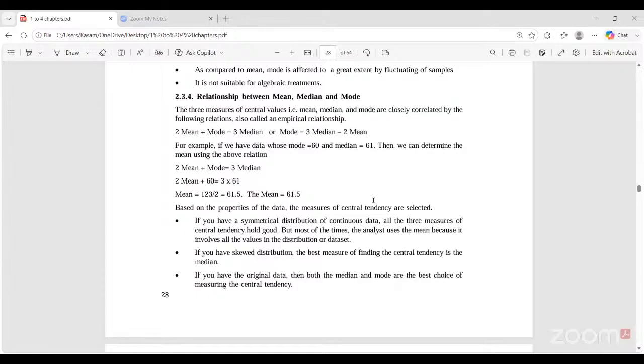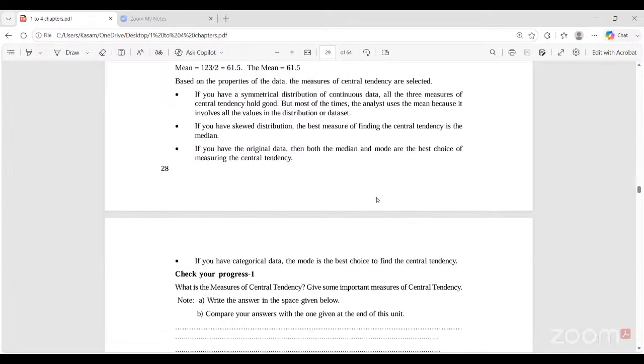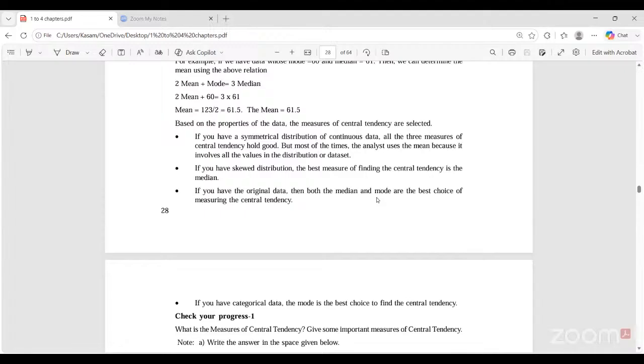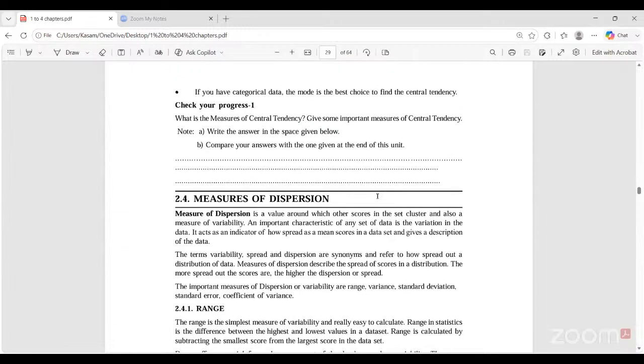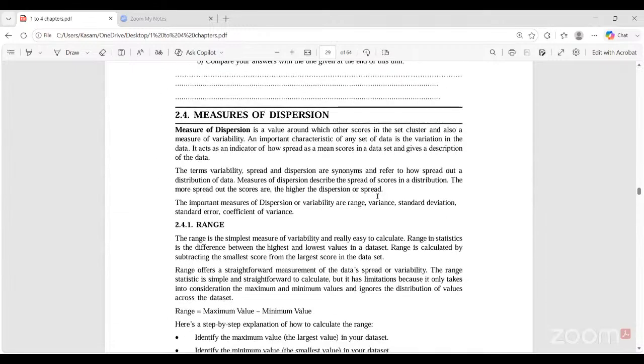Based on the properties of that idea, the measure of central tendency is selected here. For a symmetrical distribution of continuous data, all three measures of central tendency hold good, but most of the time analysts use the mean, because it involves all the values in the distribution. If the original data is broad, the mean is the choice of the measure of central tendency. Any doubts up to there?